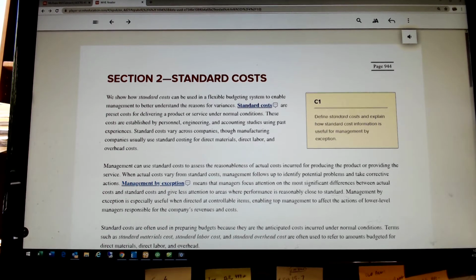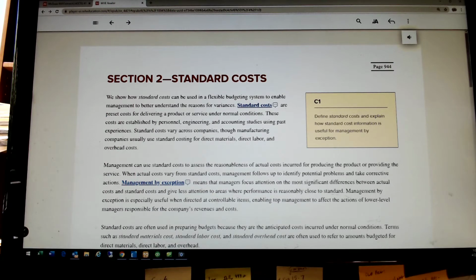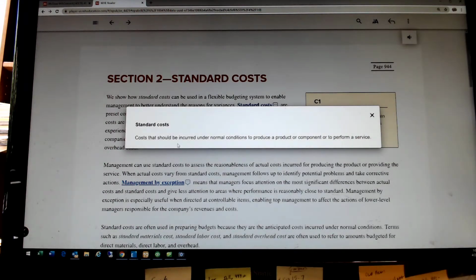What we want to know is at the end of a month, a production month, or at the end of a quarter, we are going to track what it cost us to produce however many items we produced, and we want to compare that to what it should have cost to produce that number of items. So the very best place to start is with the standard costs. Now, what a standard cost is, is just the costs that should have been incurred to produce a single product.